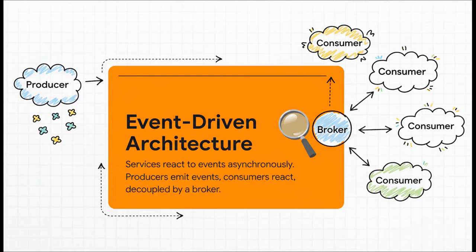So what's the answer? It's really a fundamental shift in how we think. Instead of services constantly asking each other, "Hey, do you have any updates for me?" We move to a model where services simply announce, "Hey, this just happened." That's event-driven architecture in a nutshell. A producer service emits an event like order created, and any number of consumer services can react to it. The best part? The producer has no idea who's listening. That decoupling, that's the secret sauce.